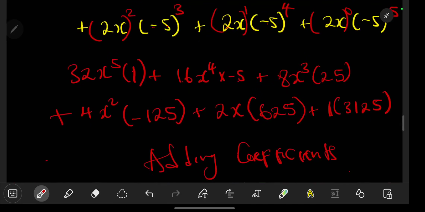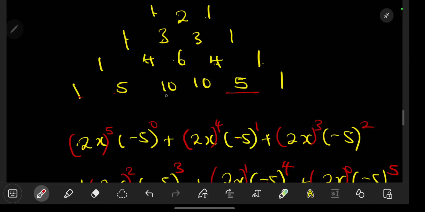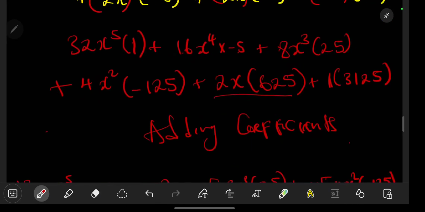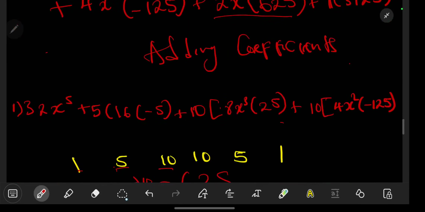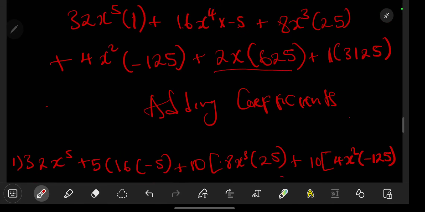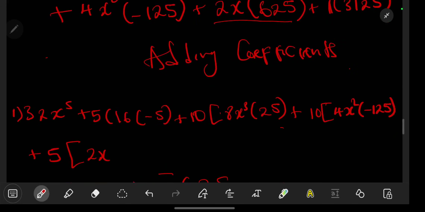Then the last coefficient is a 5. We have used 10, 10, then we are on 5. So we can write plus our 5 by the value that is there, which is 2x by 625.